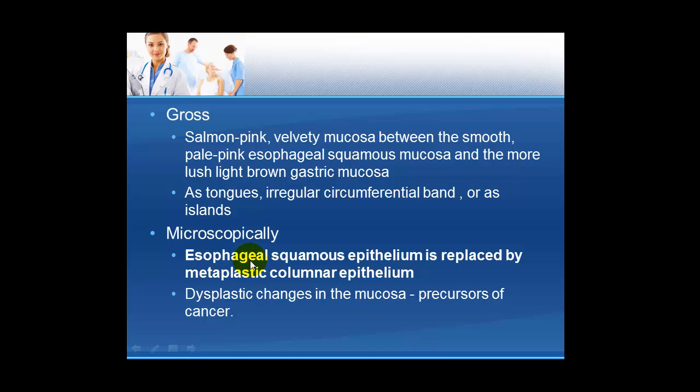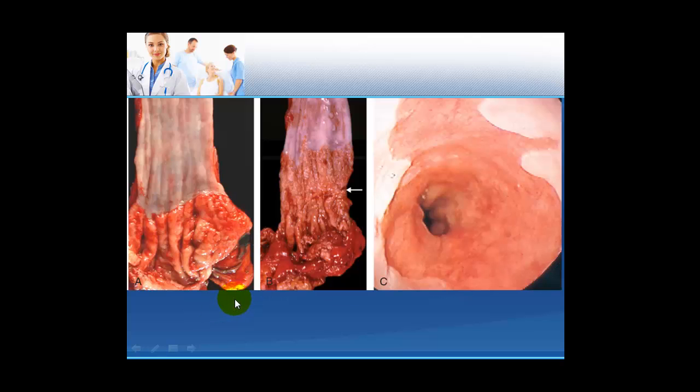On microscopy, there are again changes of metaplasia, in which esophageal squamous cells convert themselves into metaplastic columnar epithelium, and you have to look for changes which may show evidence of dysplasia. If you see these changes, that means there are increased chances of the patient getting an adenocarcinoma. This is how it may look.